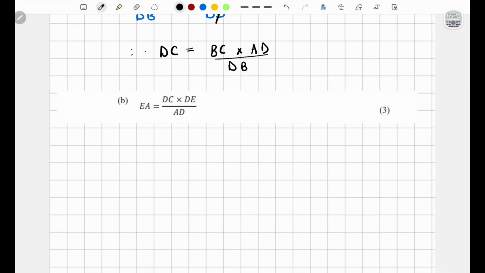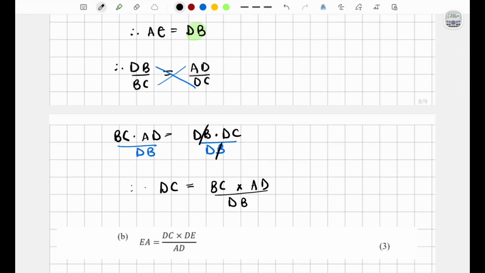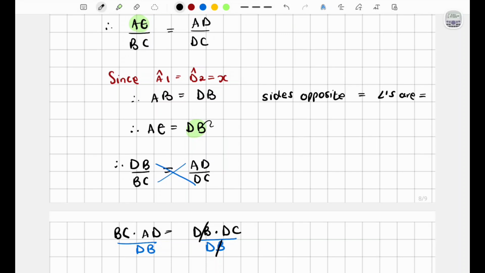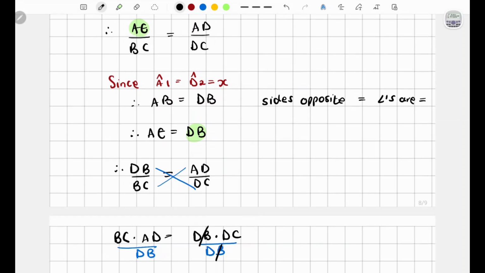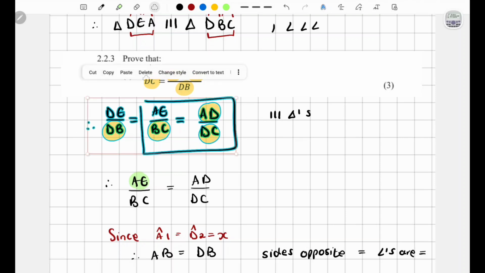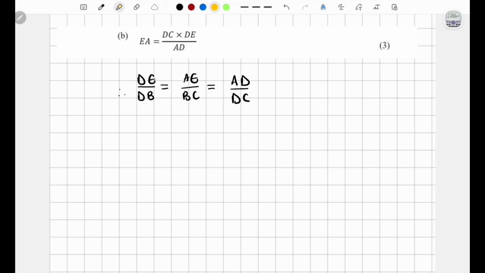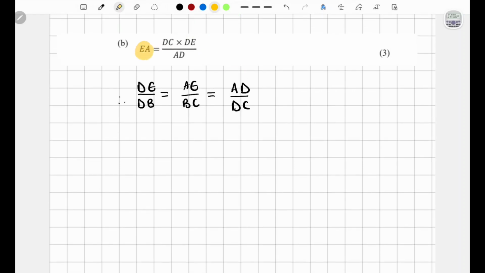Okay, then 2.2.3b says we need to prove that EA is equal to DC times DE over AD. We still have repeated letters again. So I'm going to actually use that triangle, but also just remember the things that we have proven here, like the fact that those two are equal. I'm going to use these proportions again because clearly they are repeating some stuff from here. Do you see that in this question? Look at the proportions that they have here. They have EA, which is here, but we also know what it's equal to as well.